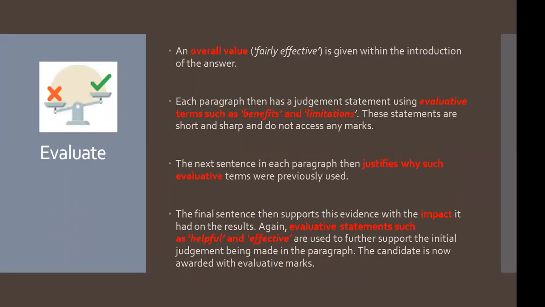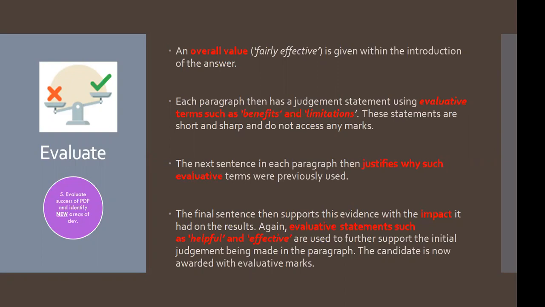Okay, so evaluate now. Evaluate is an overall value. Now, this is a really busy slide, and I just wanted to bring together all the thoughts on it as a summary. Reading through it, for evaluate there's got to be an overall judgment, why something was effective or not effective. Each paragraph then has a judgment statement using evaluative terms like benefits and limitations. Previously it was advantages, disadvantages. It might be how effective it was, how useful something was, or if something was less useful.